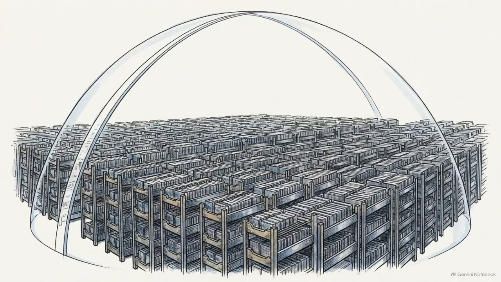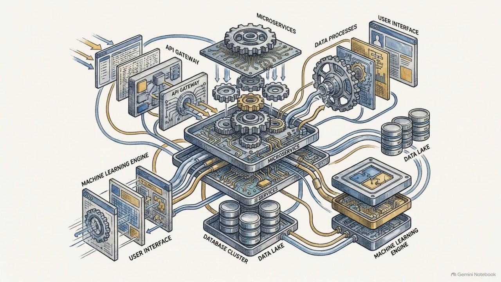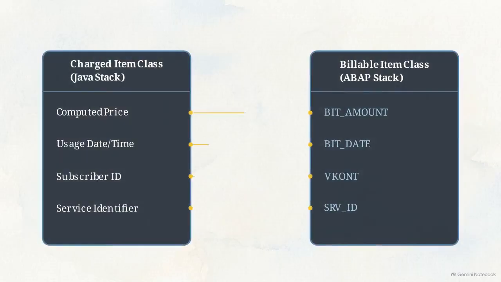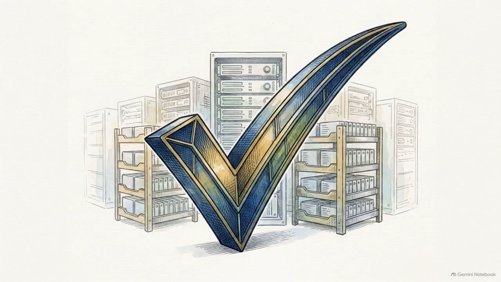By relying on a file-based batching instance as a buffer, SAP BRIM ensures that massive transactional scale never compromises system stability. When you configure a new service in this architecture, mapping the exact fields between the charged item and the billable item is the single most critical step to ensure this entire pipeline flows without error.